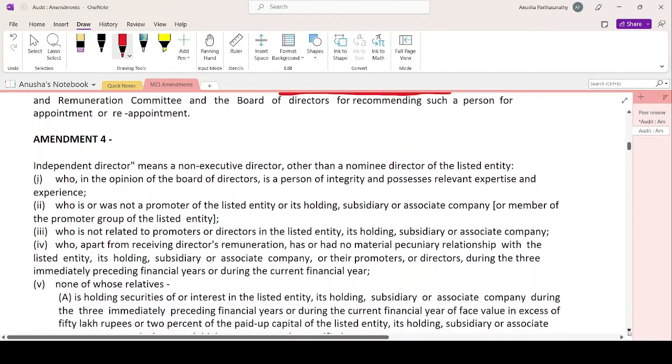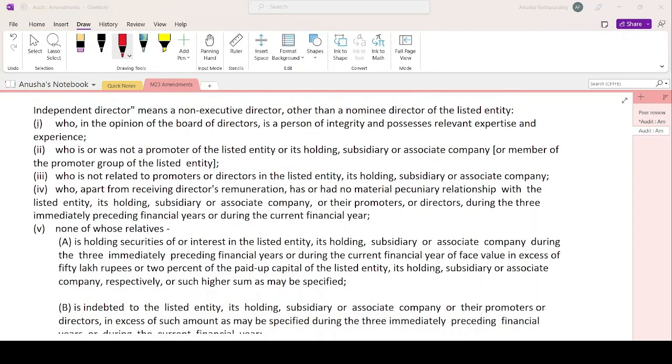Okay, now amendment number 4. In amendment number 4, independent directors. What is changed here is, see here this 3, everywhere 3 years is added now. Okay, let's read on definition.